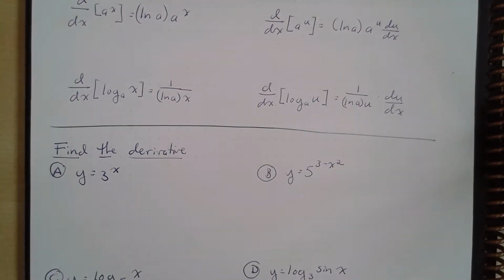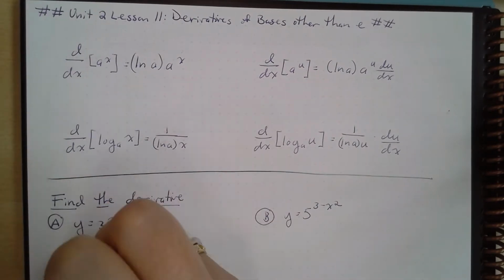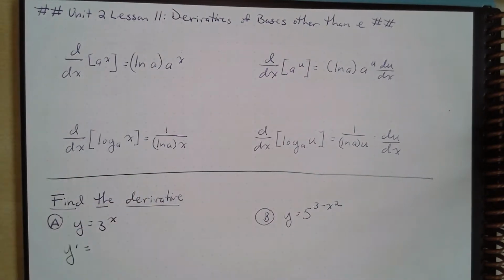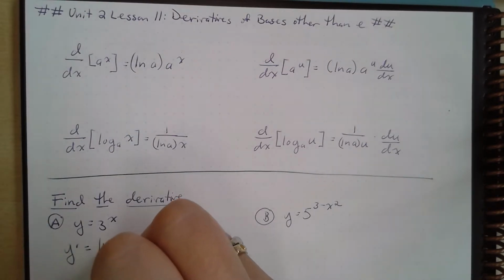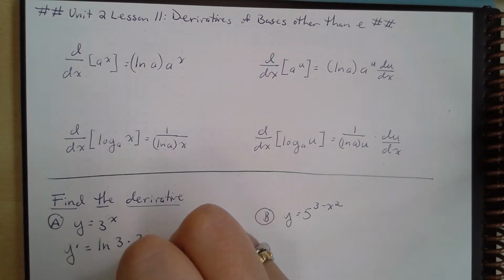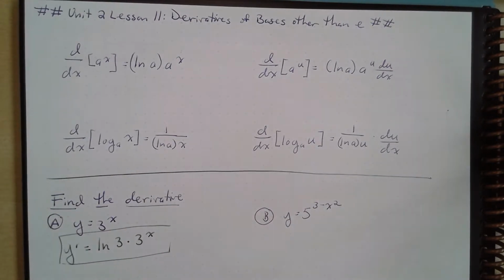So let's go through some examples here and find some actual derivatives. For letter A here, we want to find the derivative of y equals 3 to the x. We're going to look at our laws of derivatives up here. So y prime is going to be equal to, well, I just have x here, so I'm going to have the natural log of 3 times 3 to the x. And that's it. That is our whole answer there. Not much else to do.